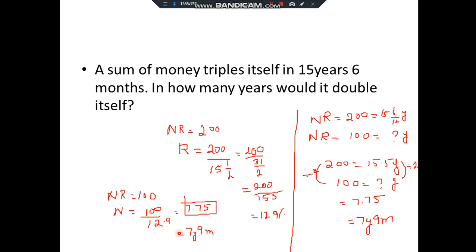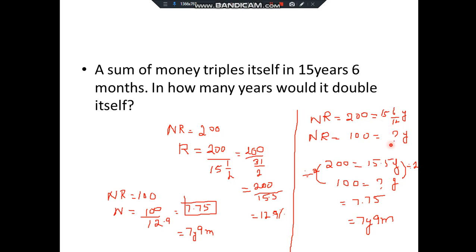Now listen very carefully, where we will use the easiest method to solve this question within one step. As I told you, see the two statements. You will get NR is equal to 200 and NR is equal to 100, right? Which is equal to, write the years, 15 1 by 2 years or 31 by 2 years, whichever is easy for you, write it down. In how many years have they asked?